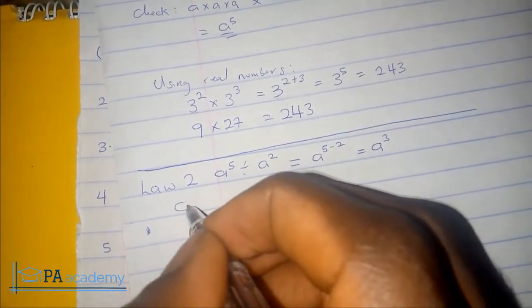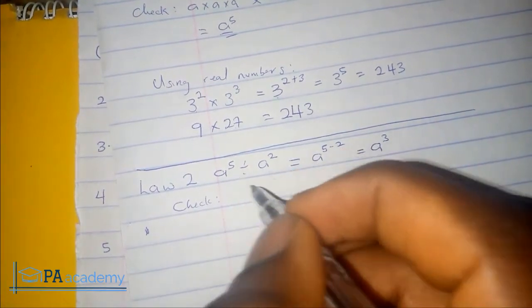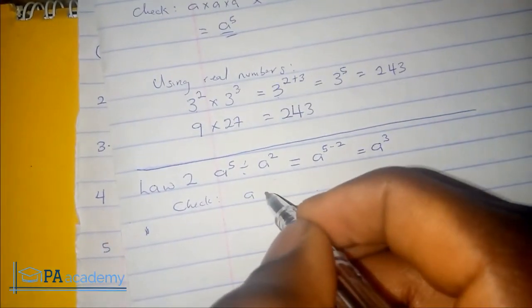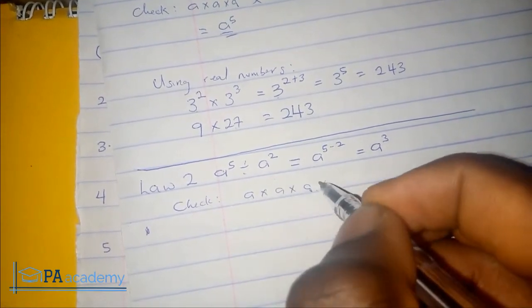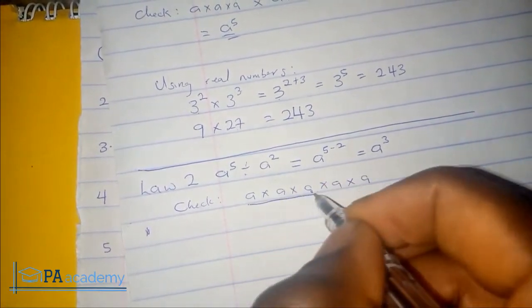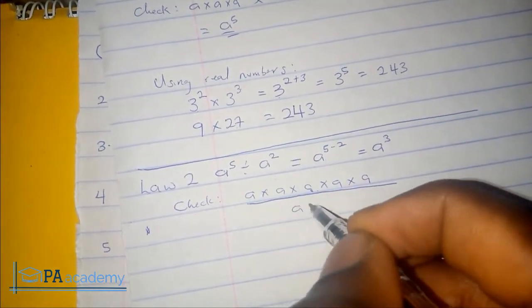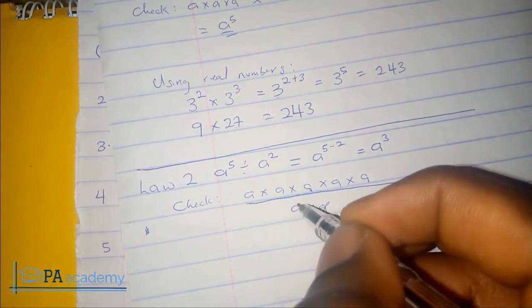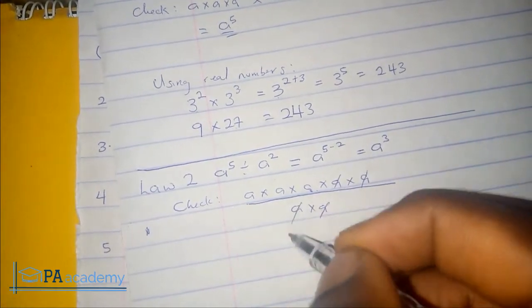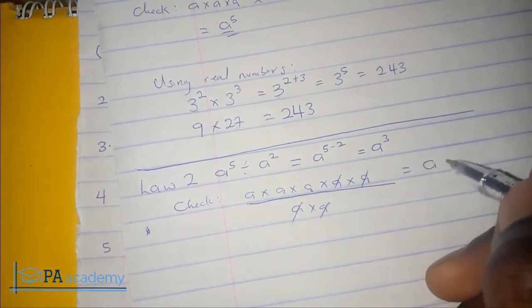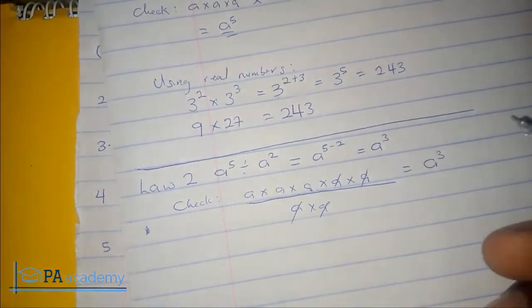Let's just check it to see if we are right. a raised to power 5 is a in 5 places. So if we have a times a times a times a times a over a raised to power 2, that's a in 2 places, that will be a times a. From these two, this can cancel out this. So now we are left with 1, 2, 3, that is 3 a's. That is equal to a raised to power 3. So you can see that we are correct.